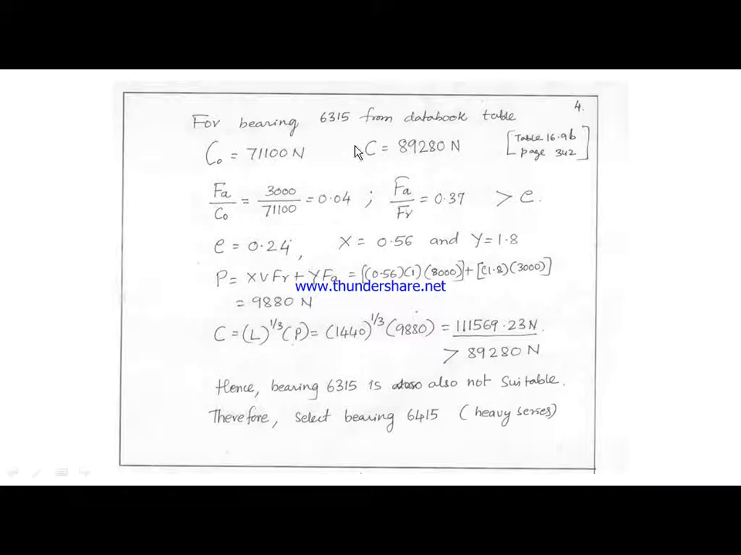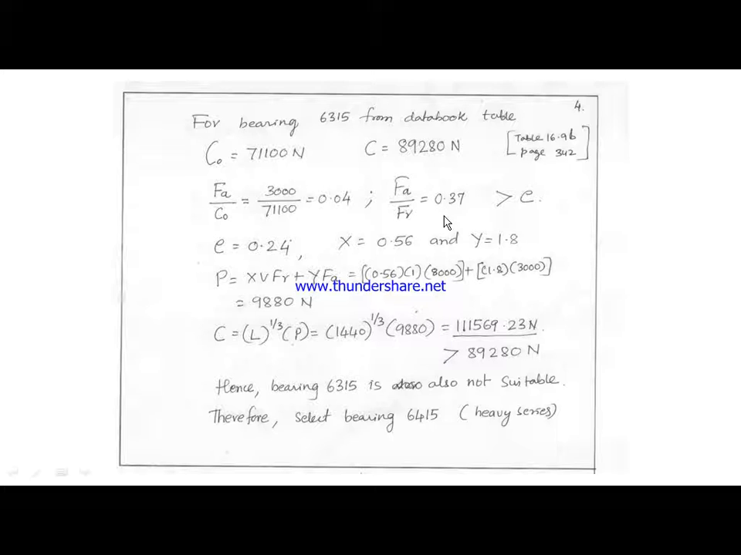For this bearing 6315, from the tables, the values are C naught 71100 Newton and C dynamic rating 89280 Newton. With these values, repeat all the previous steps. Calculate Fa by C naught, 0.04, and Fa by Fr, 0.37. For this value of Fa by C naught, that is 0.04, get the value of e from the table, and also check whether Fa by Fr is greater than e. Yes, Fa by Fr is 0.37 and the value of e is 0.24. Hence Fa by Fr is greater than e.